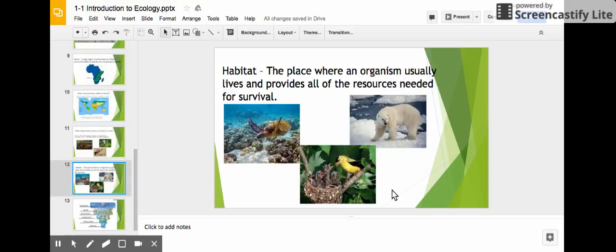Habitat is the place where an organism usually lives, which provides all of the resources that organism needs for survival. So for polar bears, part of their habitat is snow because they blend in, and the seals that they eat. If it's a bird, part of their habitat would be that perfect place where they can build their nest and the seeds or berries or whatever they eat. For a sea turtle, the habitat would be an aquatic environment that has the food that the sea turtle needs and a place to hide from predators.